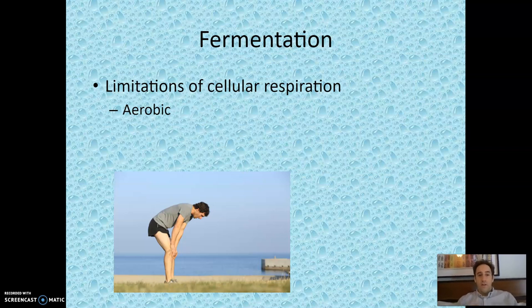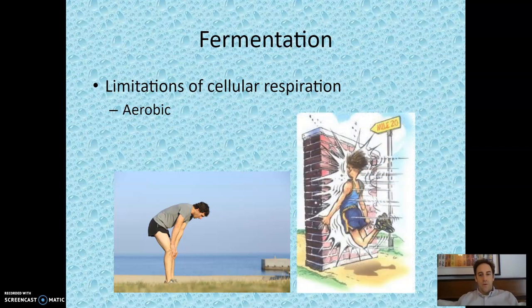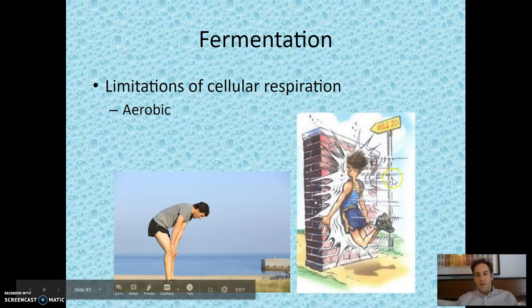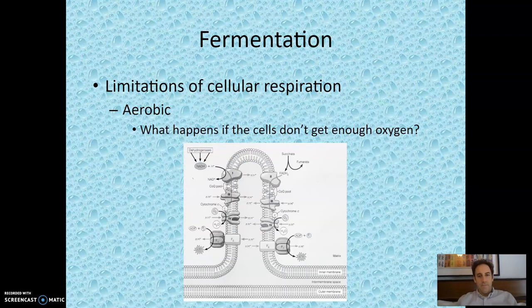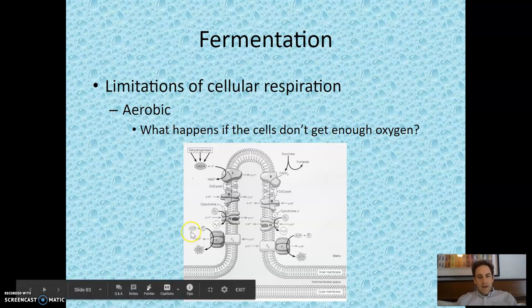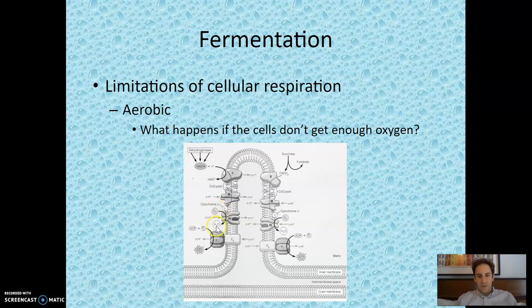To be clear, you're not oxygen starved overall. Your brain has enough oxygen, you have enough oxygen to live, but your muscles don't quite have enough to keep up. This is called hitting the wall in a marathon, where all of a sudden you're just not getting the oxygen you need to keep this up. So if cells don't get enough oxygen, what happens is that oxygen can no longer accept that electron. And that is problematic, and I'll tell you why at a biochemical level.